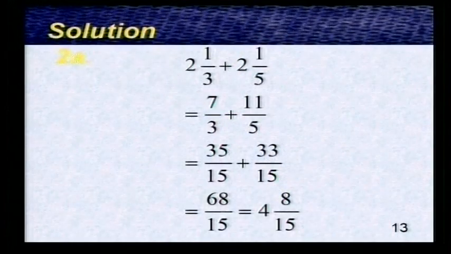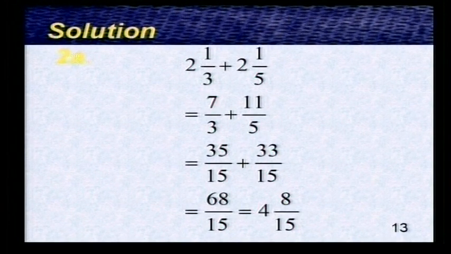All right, let's look at the next one. Solution for the next question, 2A: 2 whole and 1/3 plus 2 whole and 1/5. Change the mixed numbers into improper fractions. All right, 7/3 plus 11 over 5.